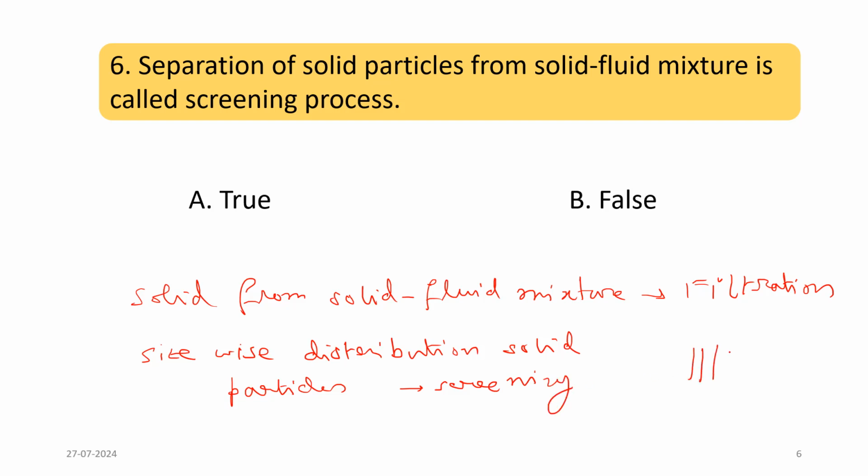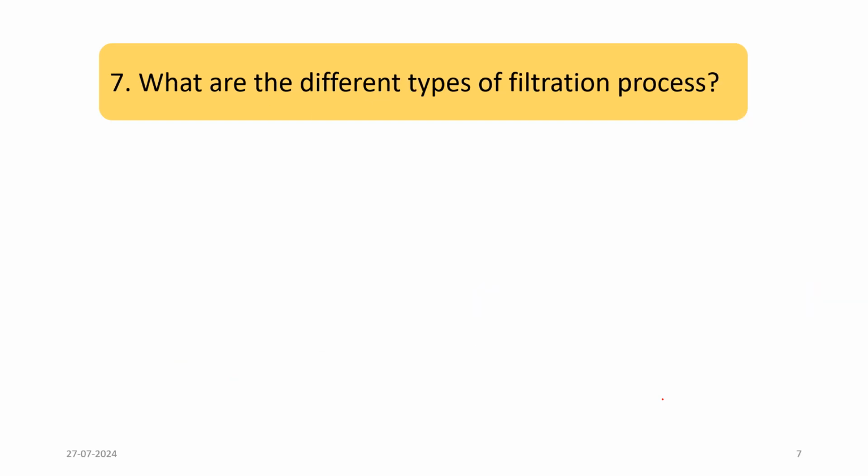So these are different sizes of mesh that you have maybe seen. These are the different diameters of screen, and we are separating different size of particles. So from solid particles, we are separating other size of solid particles, which is called screening, not the solid fluid mixture. Okay. Next question: what are the different types of filtration process?